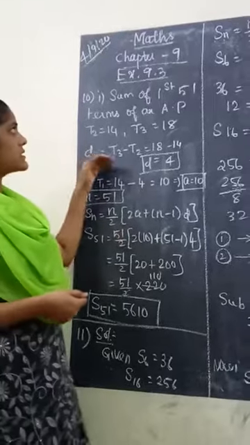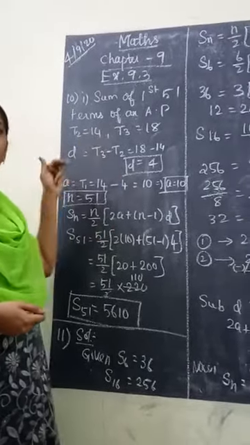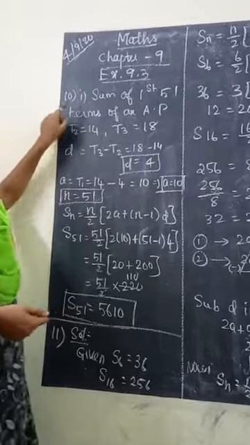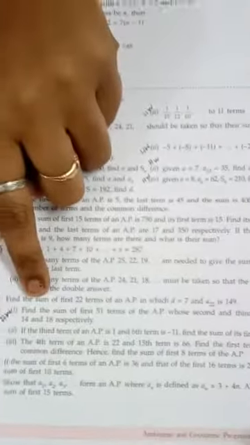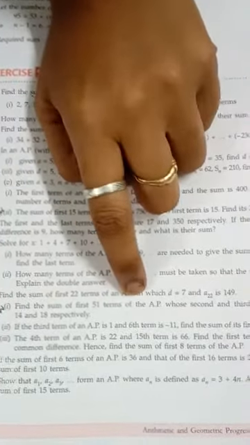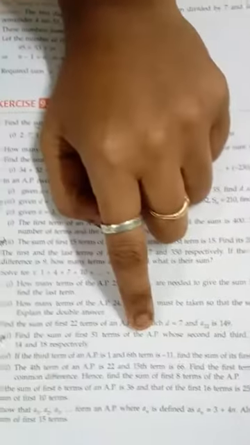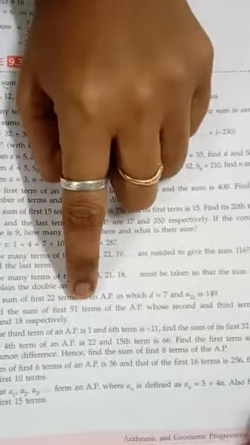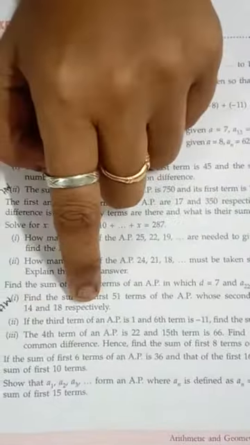Hi students, this is your today's class exercise 9.3 continuing from the 10th sum. See the 10th first question. Find the sum of the first 51 terms of the AP. So what we need to find here? We need to find the first 51 terms whose second and third terms are 14 and 18 respectively.